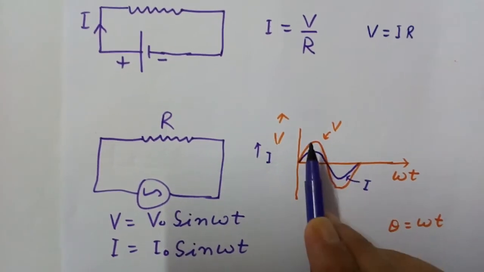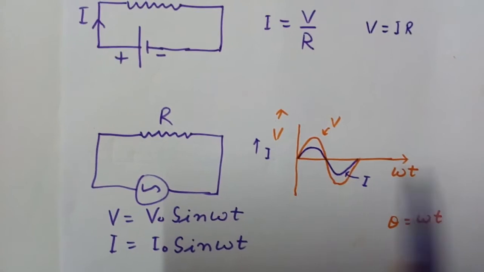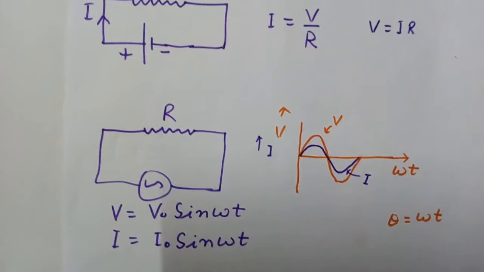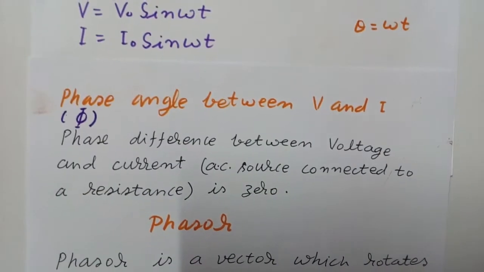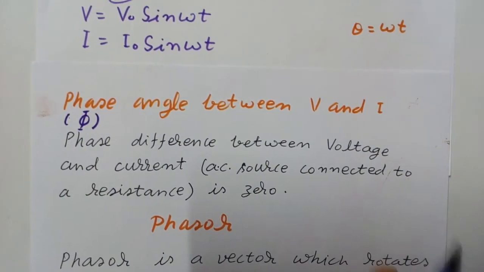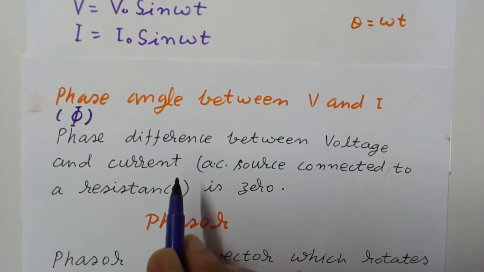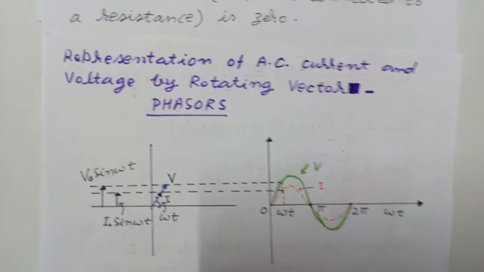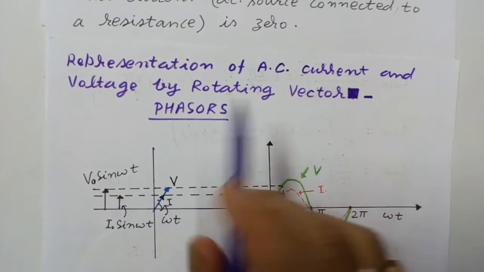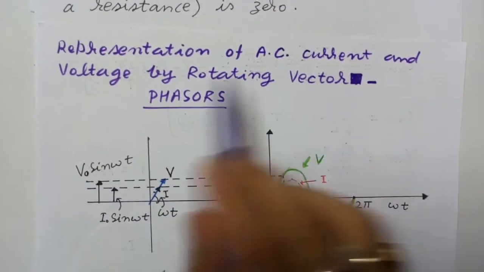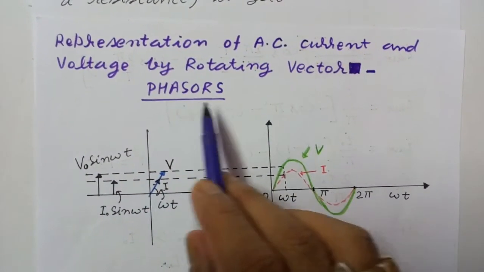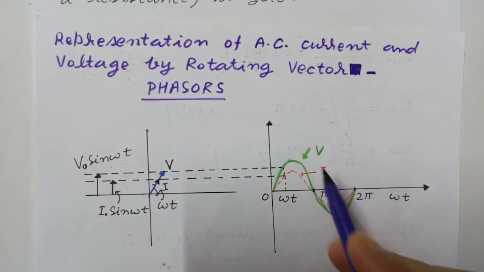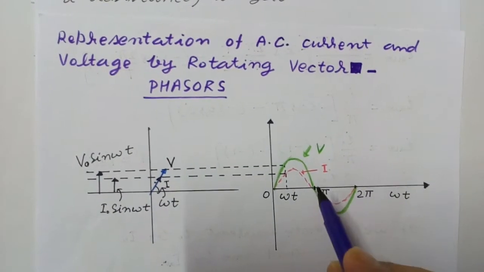What is the phase of voltage? That is the phase of current also. And this phase angle is measured by this angle theta, which is equal to omega t. So when an alternating current source is connected to a resistance, then the phase difference between voltage and current is 0. We can represent this phase of AC current and voltage by rotating vectors known as phasors. Voltage and current are scalar quantities, they are not vectors.